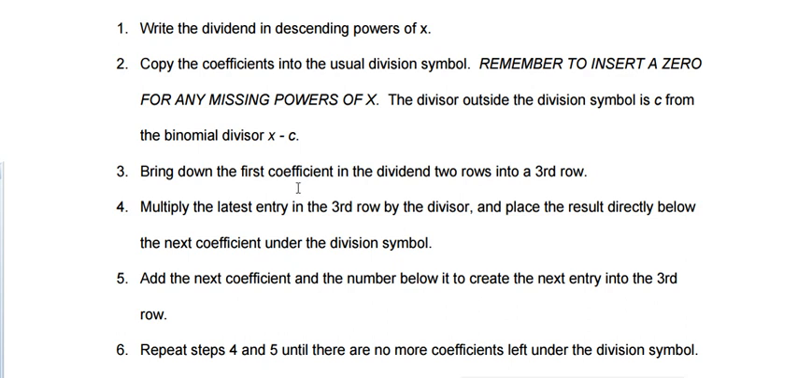Then you'll copy the coefficients into the usual division symbol. Remember to insert a 0 if there's any missing powers of x. The divisor outside the division symbol is c from the binomial divisor x minus c. So right back to what we said earlier, if your divisor is x plus something, you need to put a negative value for your c when you write it outside the division symbol. You bring down the first coefficient in the dividend 2 rows into the third row.